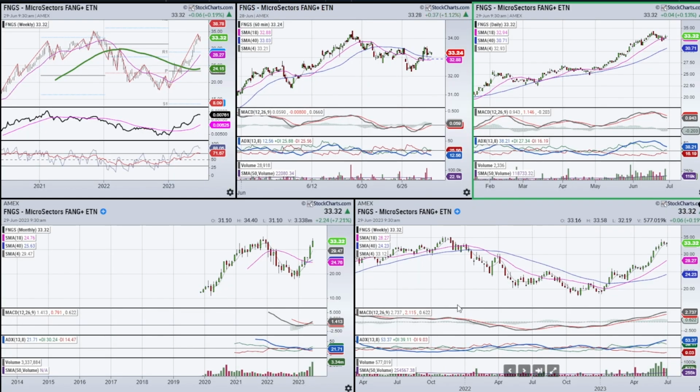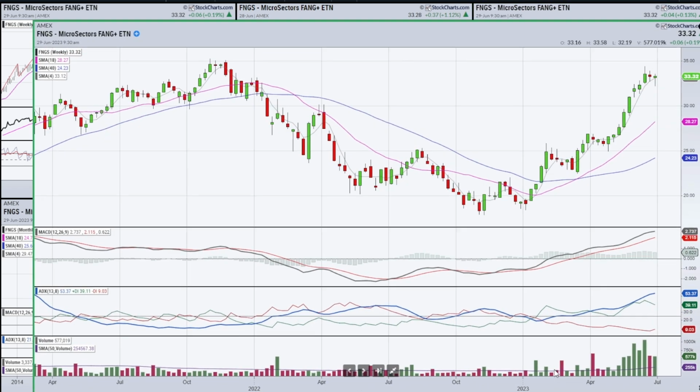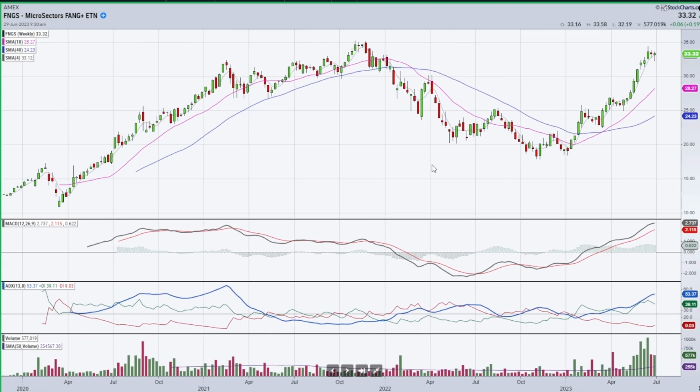Okay, I wanted to do the microsector FANG, right? And so I was going to pick out a couple of the big names to talk about just to follow up and make sure we're staying on top of these because they are the heavyweights. They are the most important stocks. But I decided this does a really good job of representing what we're trying to decide what to do with these because a lot of them look pretty similar.